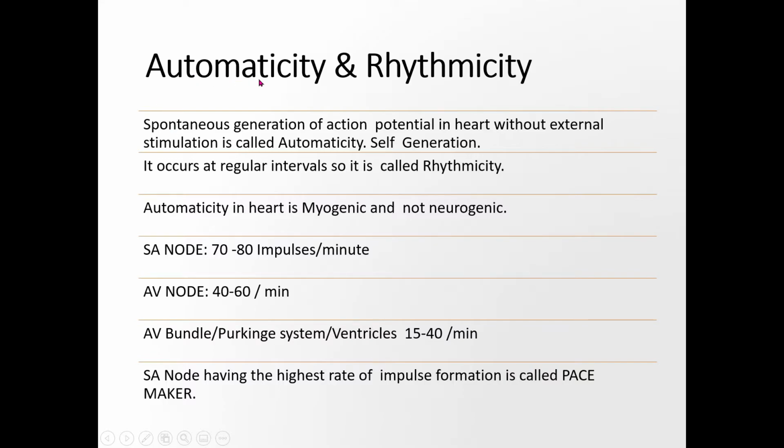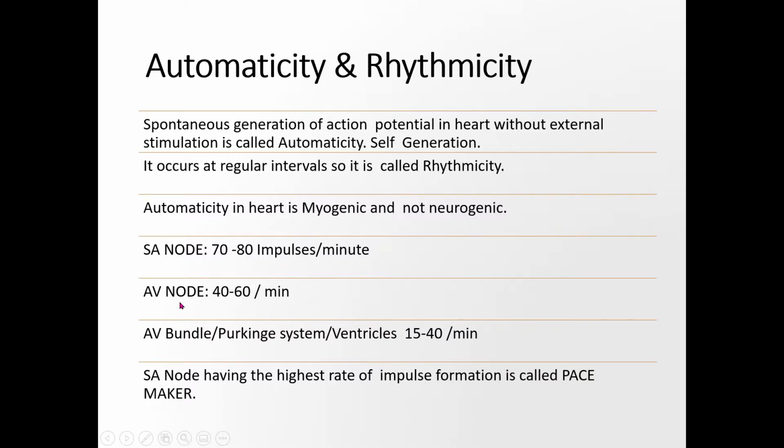The first one is automaticity, meaning it automatically generates the action potential, and the second one is rhythmicity, meaning the action potential is generated at a regular interval. Automaticity in the heart is myogenic and not neurogenic. The SA node generates 70 to 80 impulses per minute. This is the rate of action potential generation, or how many times it stimulates and produces an action potential.